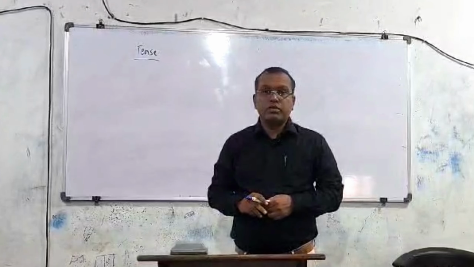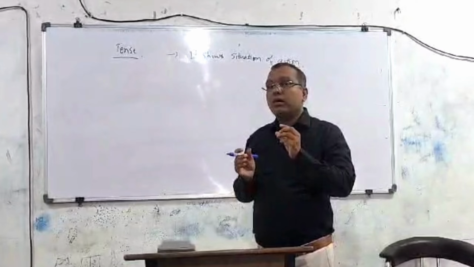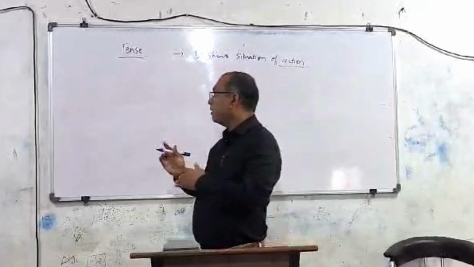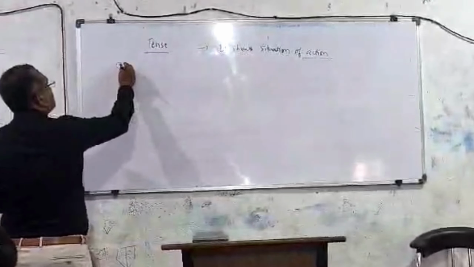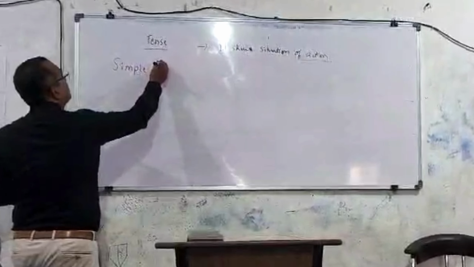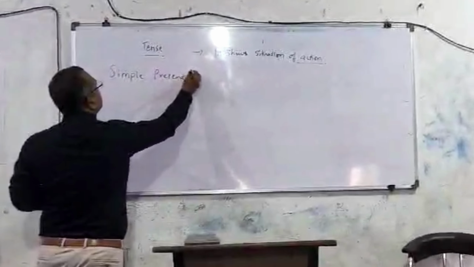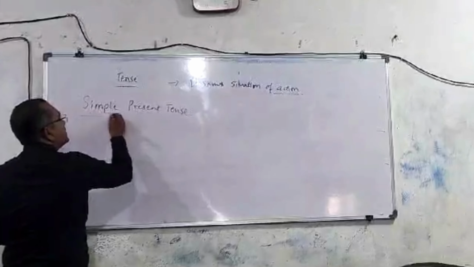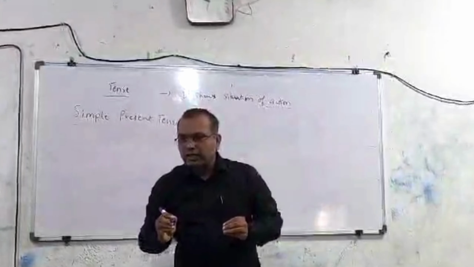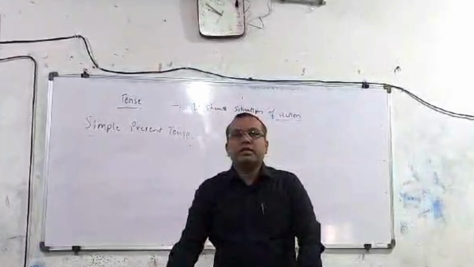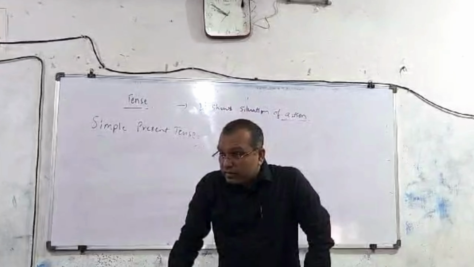Action means work. On the basis of situations, in English, we have made 12 tenses. How many tenses? 12 tenses we have made. But today, I will discuss only simple present tense. What is simple present tense? Simple present tense, it is a tense. It is used in present situation.